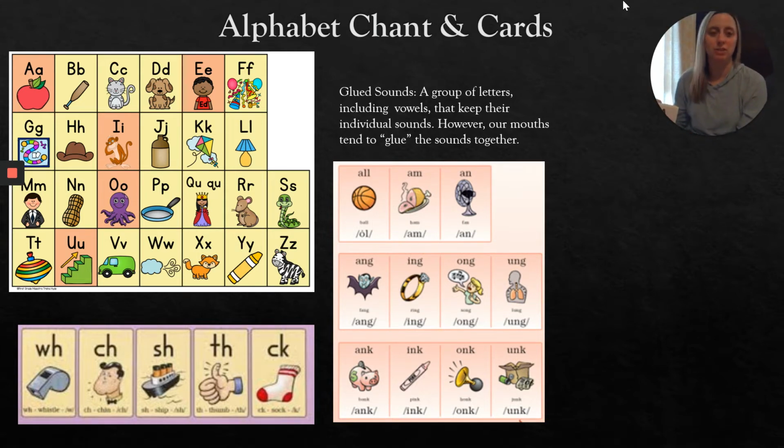Now, when I do the flashcards like that, I try to make sure that I include every vowel sound, every digraph, a few glued sounds, and then whatever tricky sounds might pop up. So I like to include both C and K. I like to include G. These are ones that kids will make little mistakes on pretty frequently.